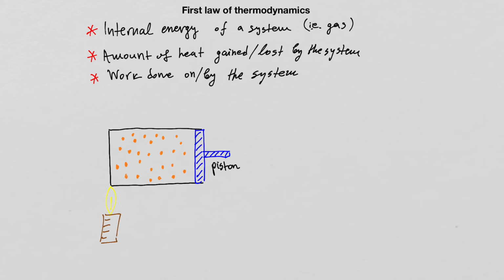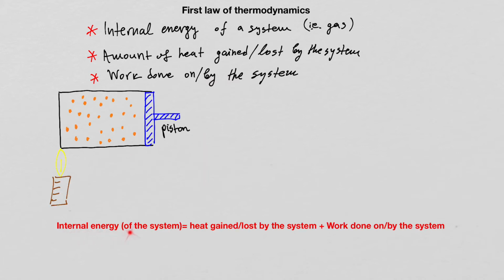Another possibility is the heat is removed from the gas. Imagine we dip this cylinder in a bath of ice, and then on top of that the piston pushes in to the left. That will result also in a change of the internal energy of the gas. The molecules will be moving slower because heat is being removed from the system, and then work is being done on the system. And so the relationship between the internal energy of the system, the amount of heat that's gained or lost by the system, and the work done on or by the system is the following.